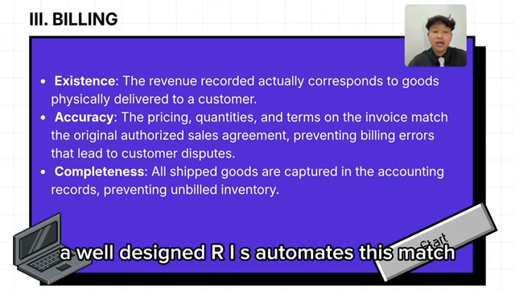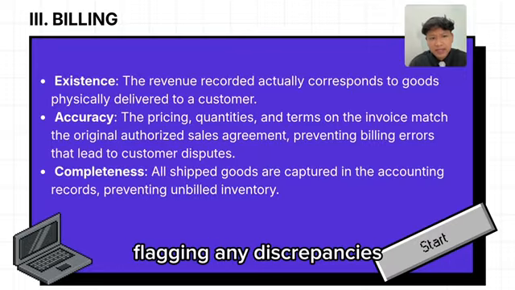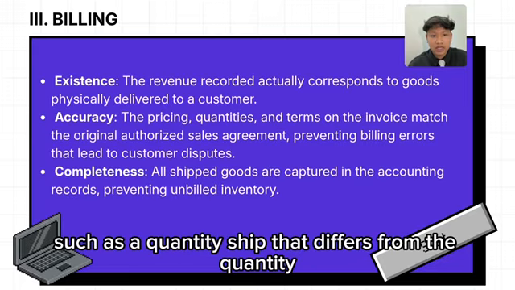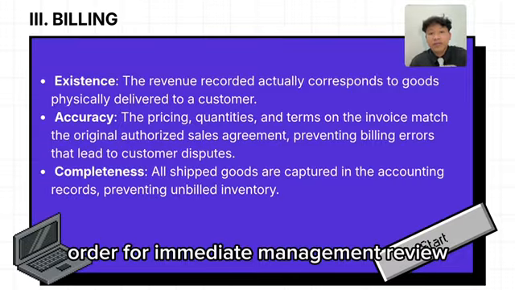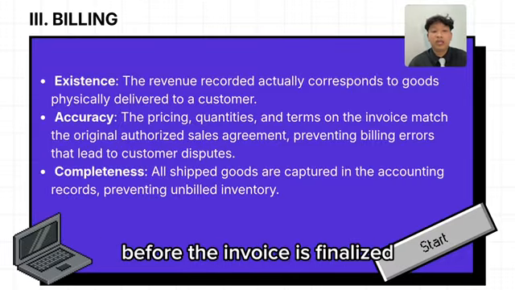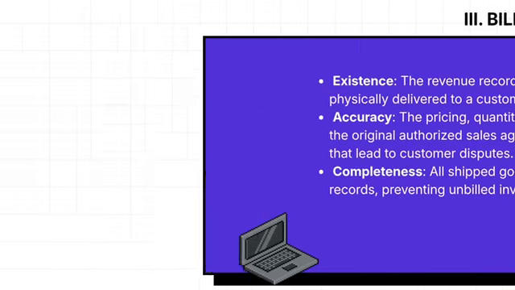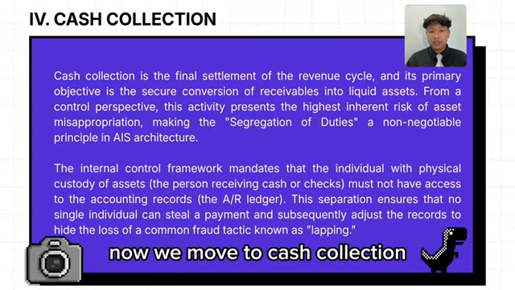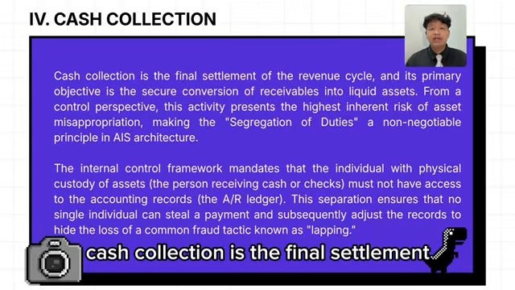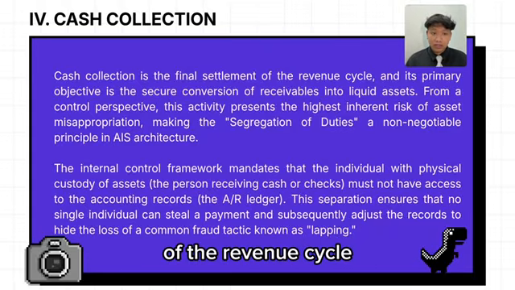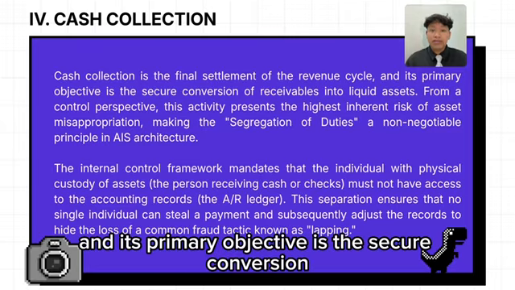A well-designed AIS automates this match, flagging any discrepancies, such as a quantity shipped that differs from the quantity ordered, for immediate management review before the invoice is finalized. Now we move to cash collection. Cash collection is the final settlement of the revenue cycle, and its primary objective is the secure conversion of receivables into liquid assets.